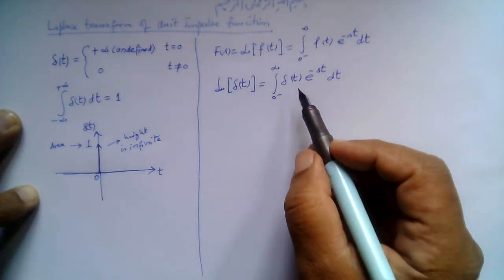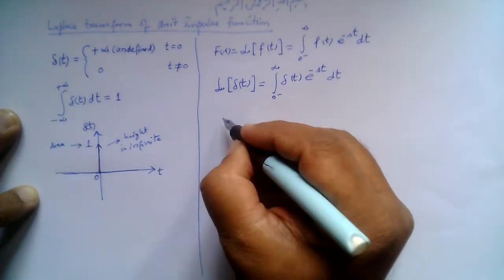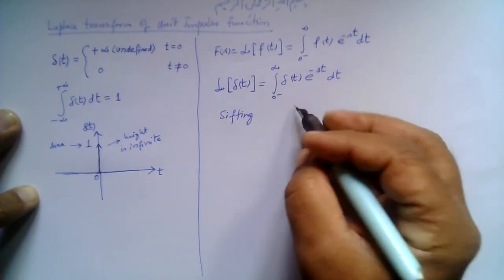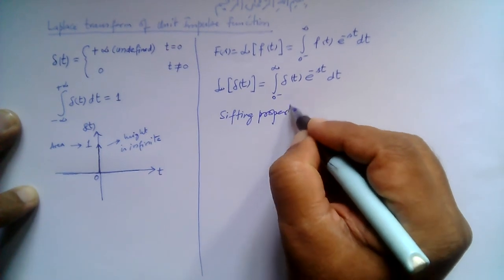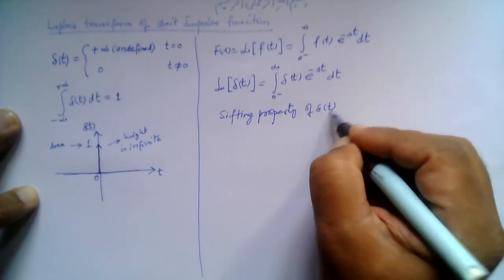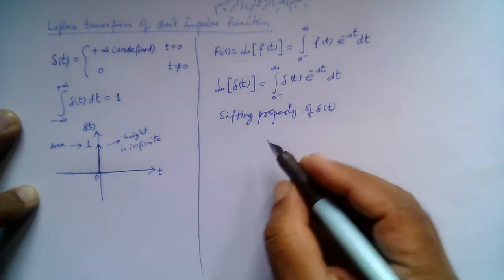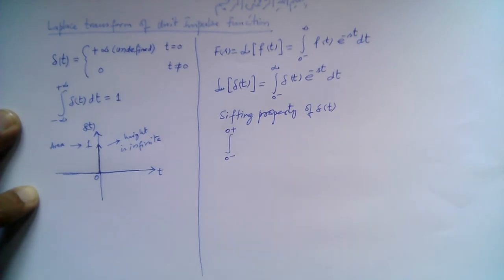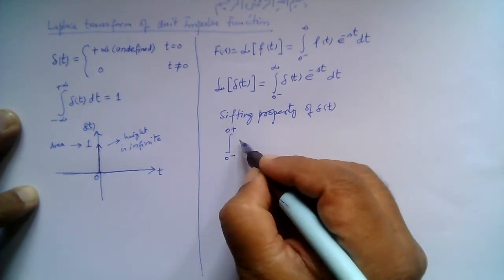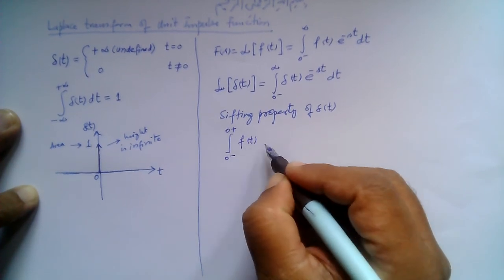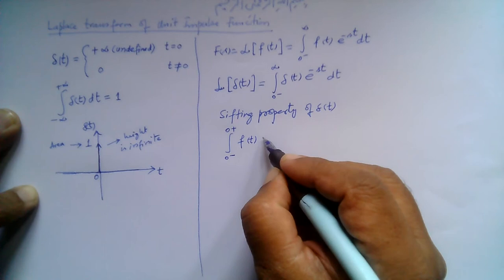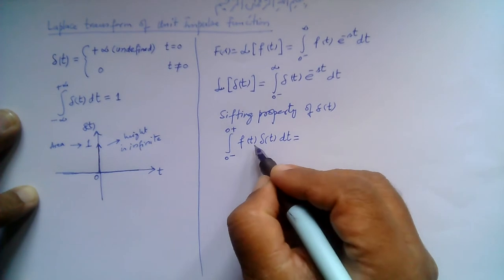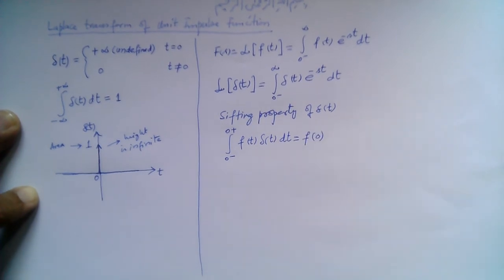So this del t function also has a sifting property, which we will use in evaluation of this integral. Sifting property of del t. The sifting property says that when any integral which is a product of a function f of t with del t is evaluated from 0 negative to 0 positive, then this gives the value of f of t at 0, right?